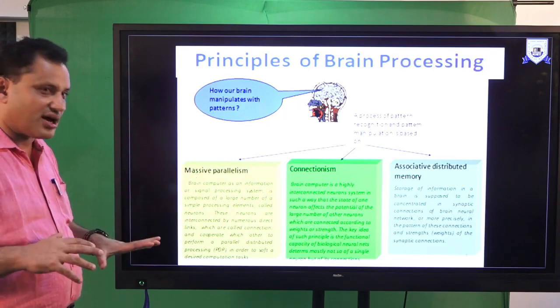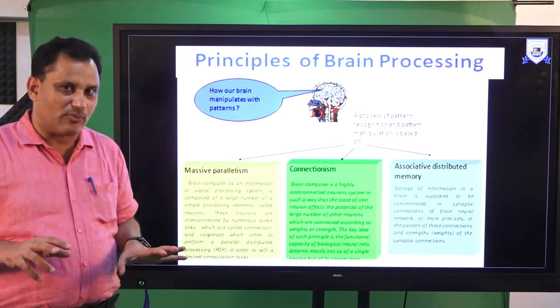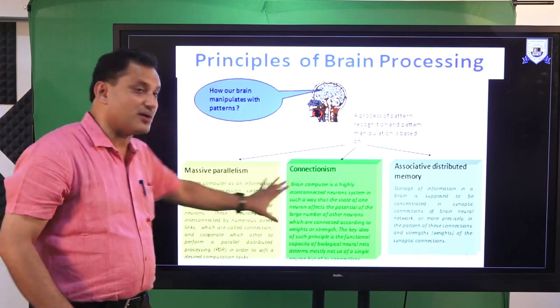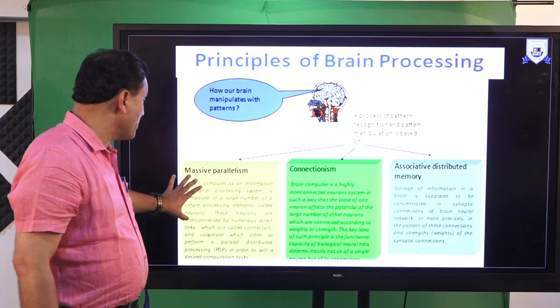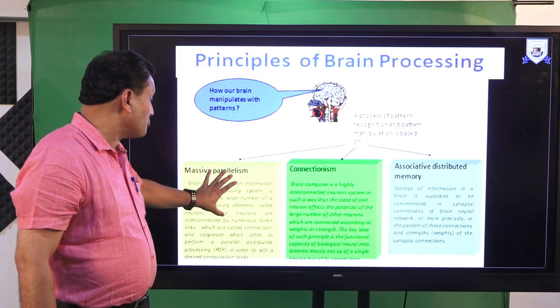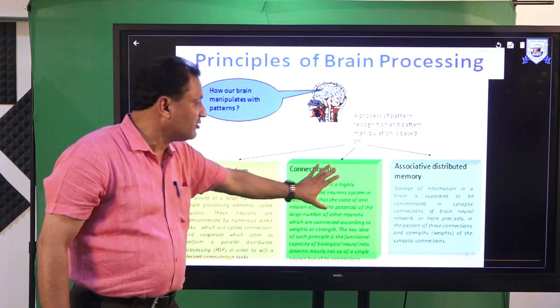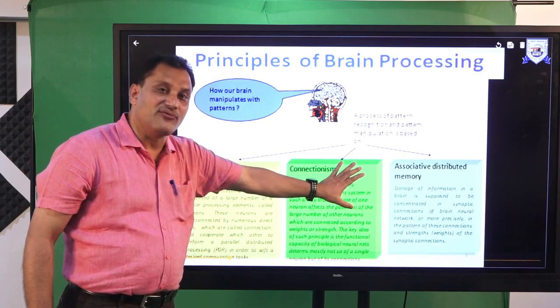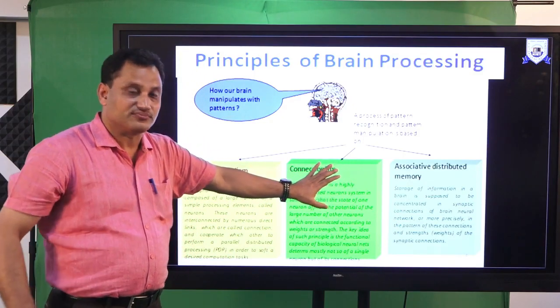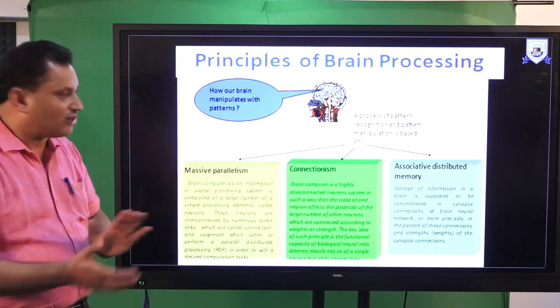So now what is our task? We will develop a mathematical model which has all these three capabilities. It can do massively parallel work, different connections are established between the mathematical models, and it has the capability of acquiring knowledge also. All right, I hope the concept is clear.